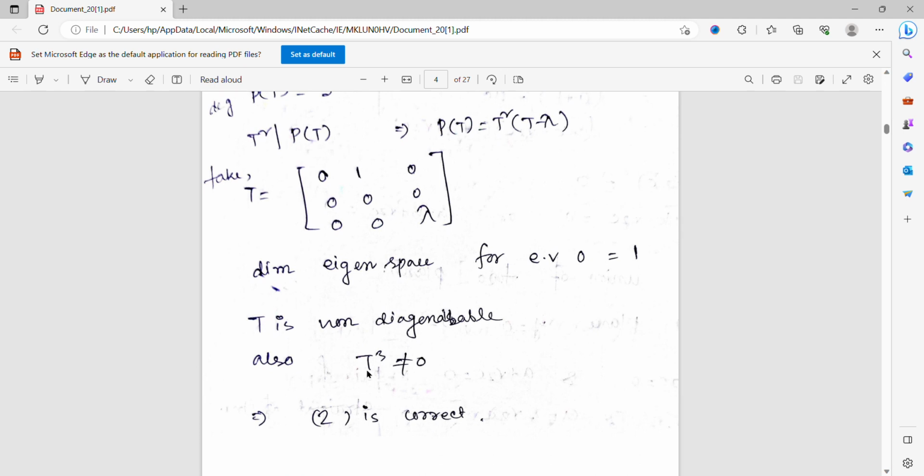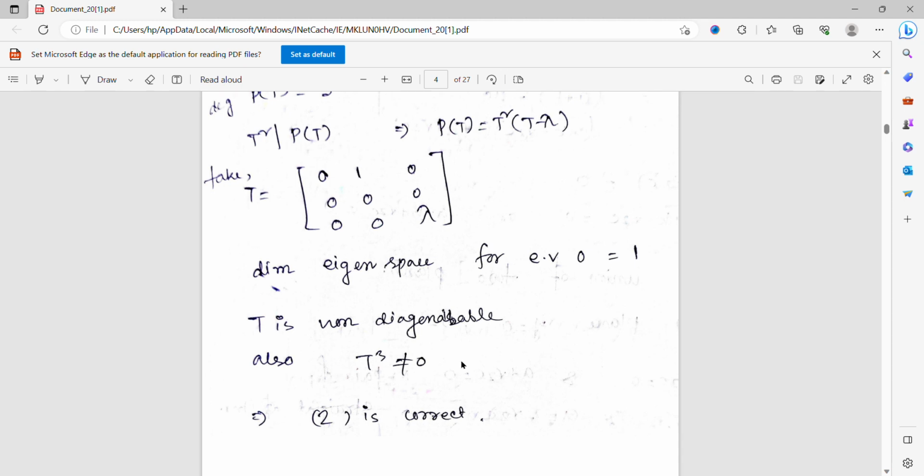Also T cube is not equal to 0, because if T cube equals 0, then this is an annihilating polynomial and this is a nilpotent matrix. This would imply that T is a nilpotent matrix, so all the eigenvalues must be 0. I should mention that I am considering lambda not equal to 0 here, but it's okay. So for the non-zero case of lambda, it is definitely T cube not equal to 0.